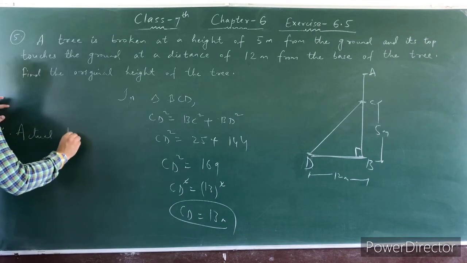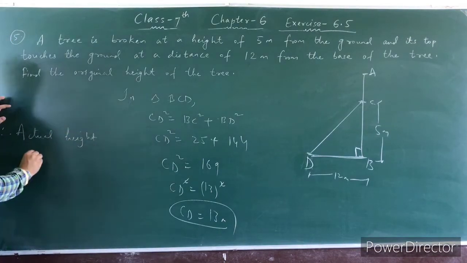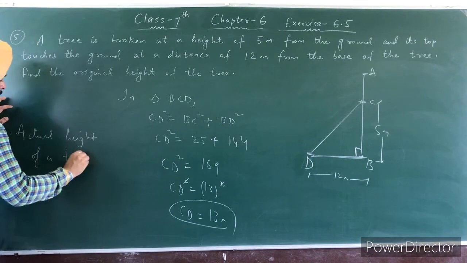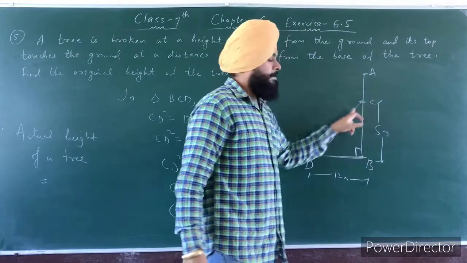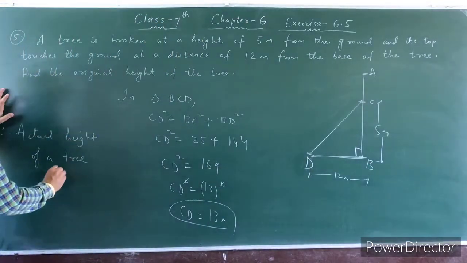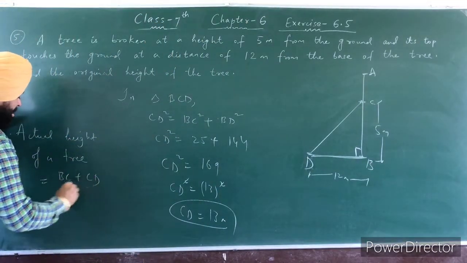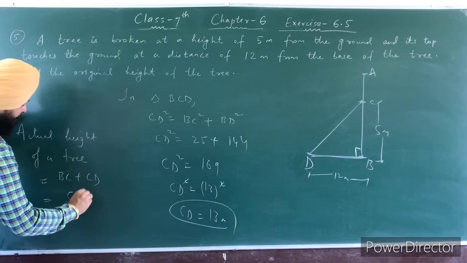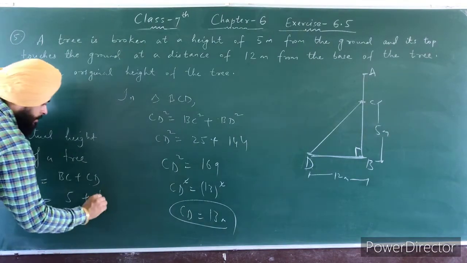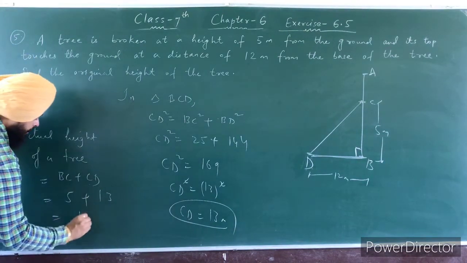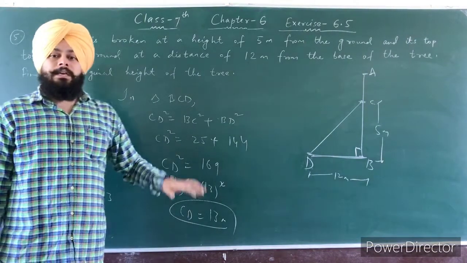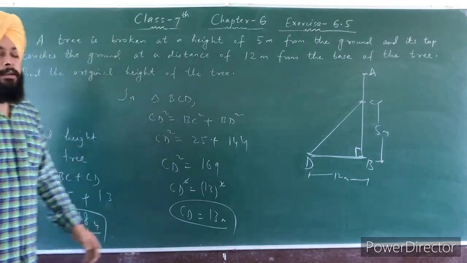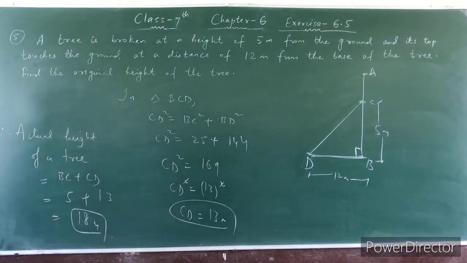Therefore, the actual height of the tree is BC plus CD. What is the length of BC? 5 meters. And what is CD? 13 meters. 13 plus 5 is 18 meters. It means 18 meters is the actual height of the tree. So this is your question number 5.